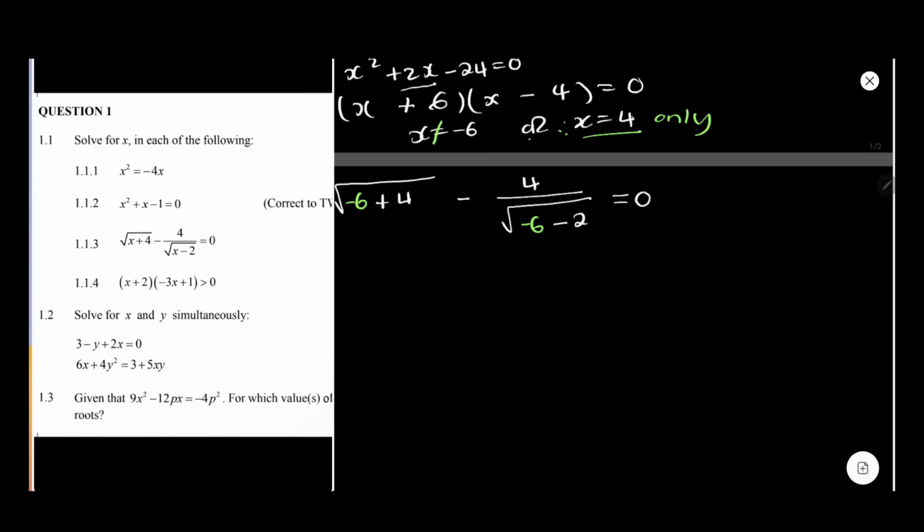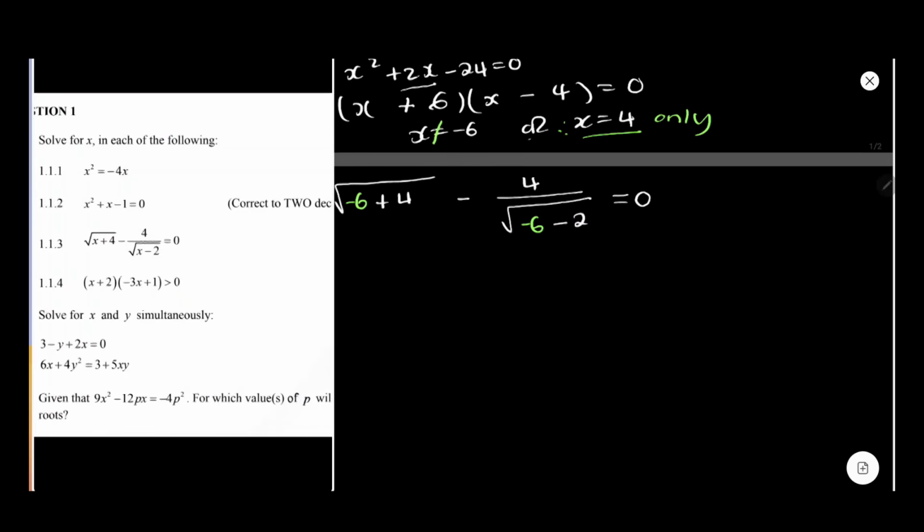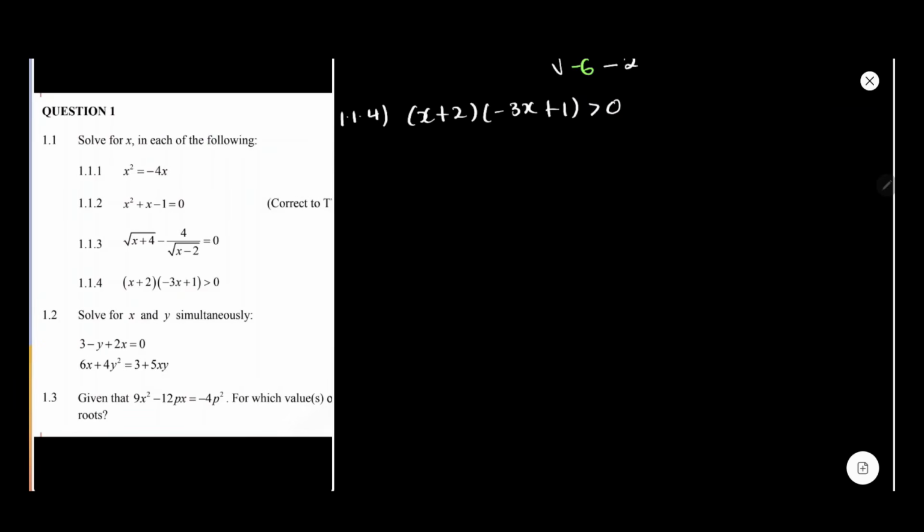Okay, next we have an inequality. Okay, so in 1.1.4 we have this inequality, and notice that this is negative. It has to be greater than 0. So we need to solve for x where this will be greater than 0. Okay, I'm not going to FOIL out because I'm going to use this as it is. What we can do is go ahead and just find our critical values.